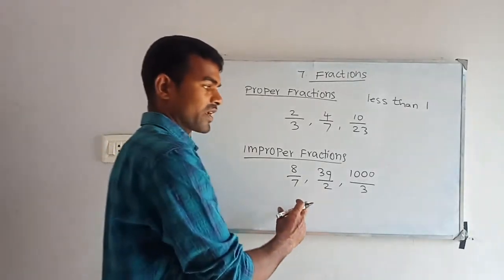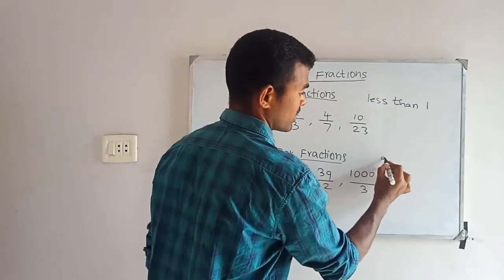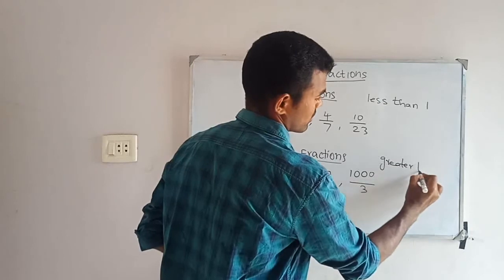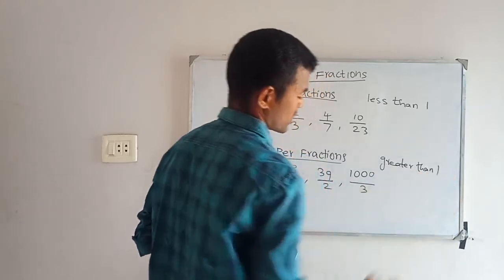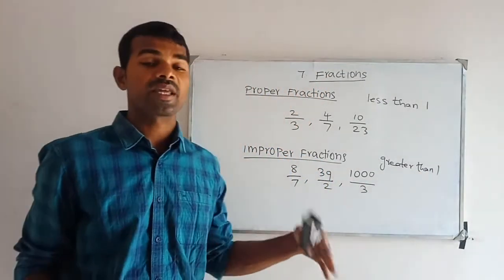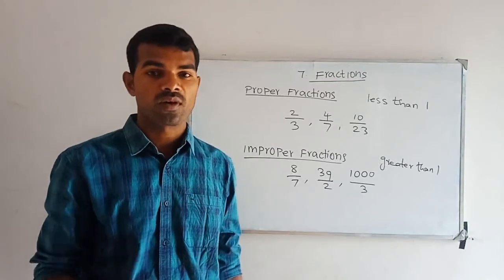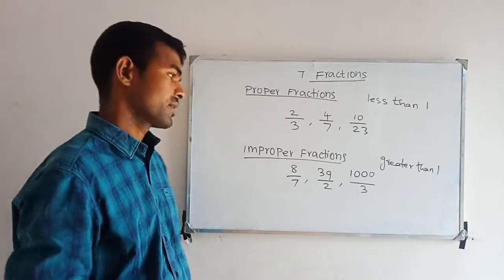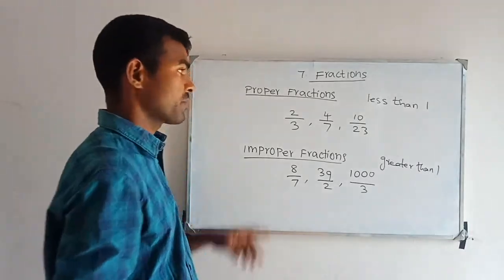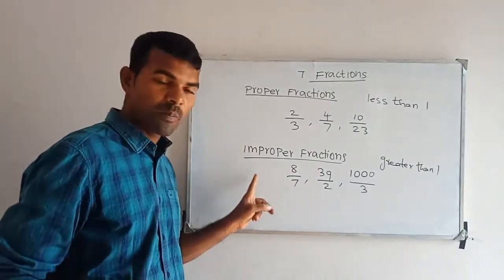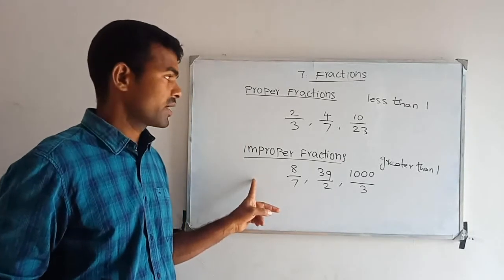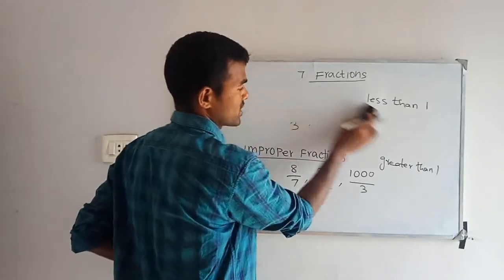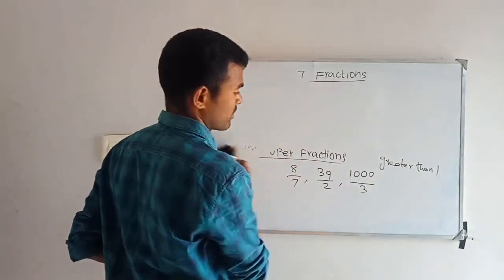The improper fraction will be greater than 1. It is more than a full, more than a whole. Yes, more than 1 full. We have seen proper fractions and improper fractions, and next we are going to see mixed numbers.